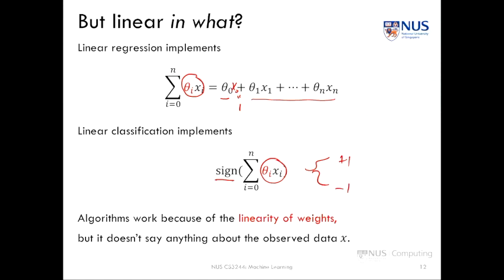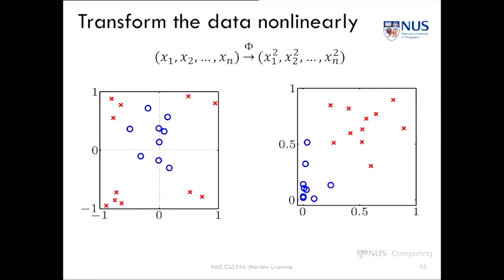Above or below 0. Now, all these algorithms work because of the linearity of the weights. For example, the linearity of these weights here in red. But we don't say anything about what form all of these x's can take. They could be anything. The raw observations could be in one form, but it doesn't mean that we're limited to that. So then there's a very interesting trick. We can take the raw observations that we have in the feature vector and transform them any way we'd like. And the way we do that is to denote it using phi, any transformation function.